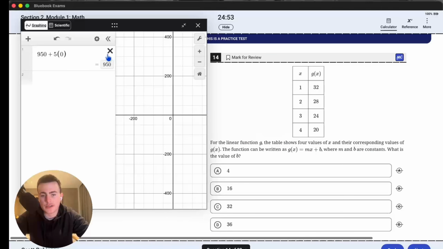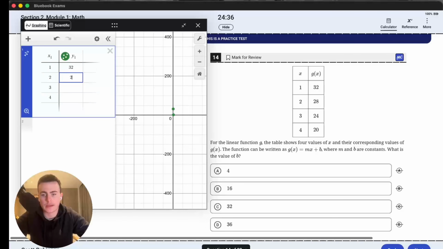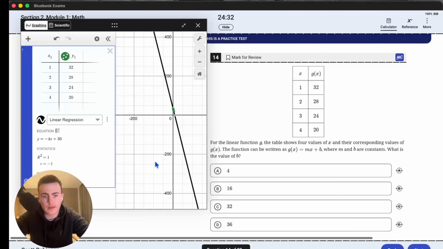Cool. For the linear function g, the table shows 4 values of x and corresponding values of g of x. The function can be written as g of x equals mx plus b, where m and b are constants. What is the value of b? Well, you have a table, and it tells you g of x is just linear, right? So you can just plug it in as it is, like this, 32, 28, 24, 20. Graph it like this. Perfect. And it can be written as mx plus b, m and b are constants. So m is -4, b is 36. So yeah, b is 36.